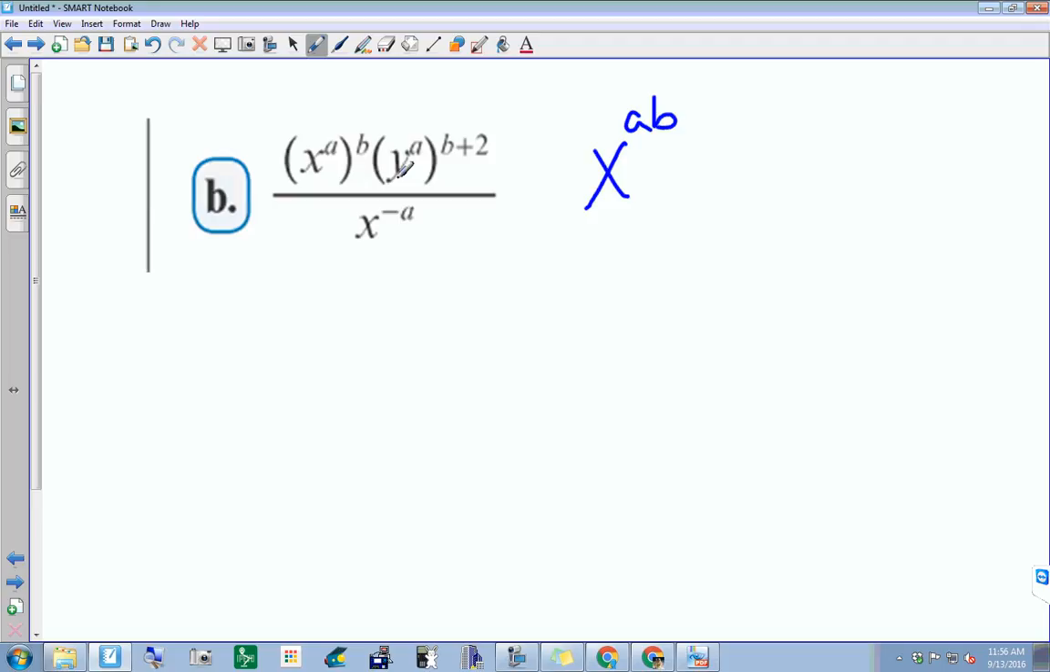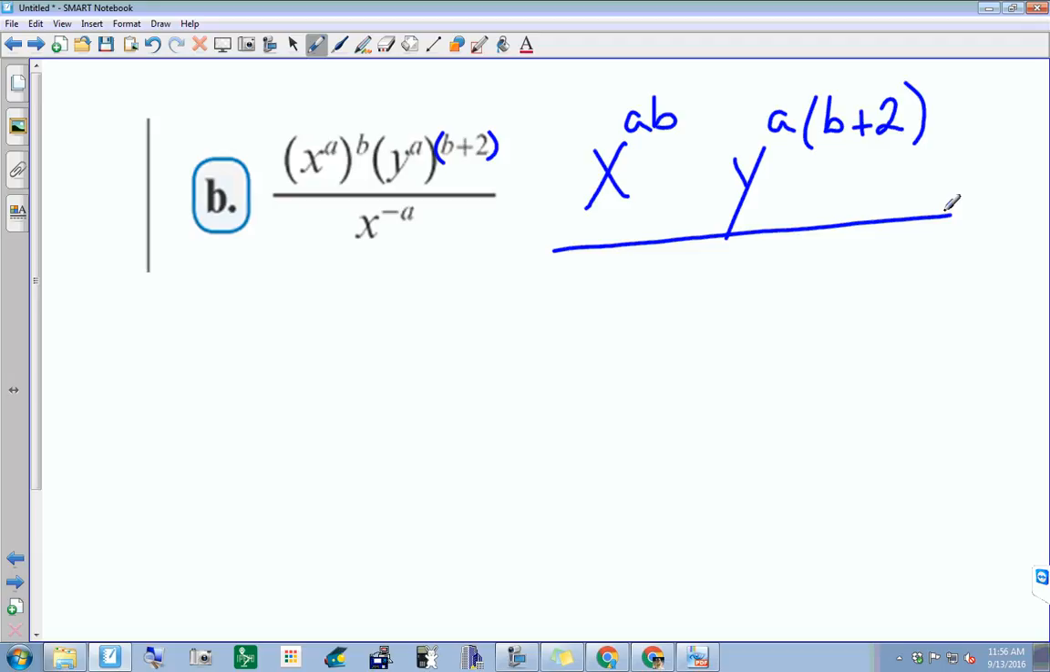Now I've got y here, and then I've got this b plus 2 up here. Now, think about it as being a parenthesis because we end up using the distributive property. So this turns out to be a multiplied by b plus 2. All over, what's on the bottom? Well, that's x to the negative a. So that's not that big of a deal. So my question for you is, is this as simple as it gets?